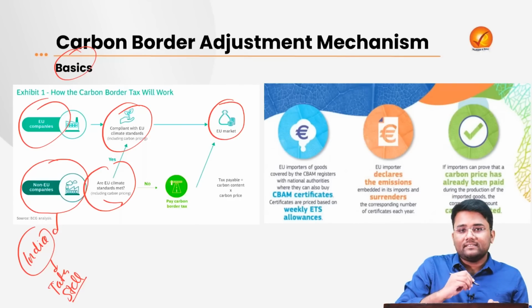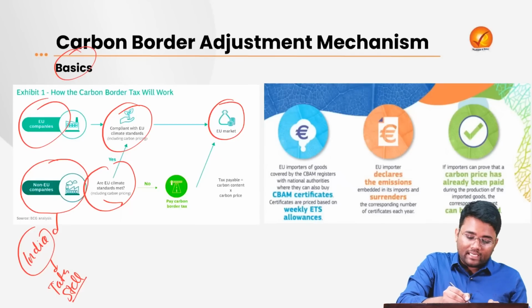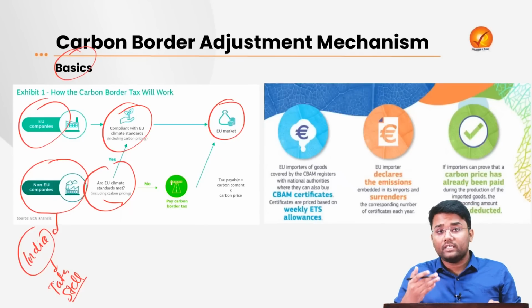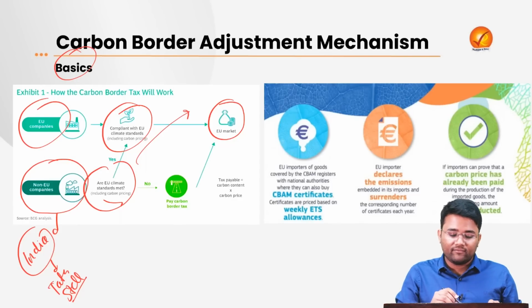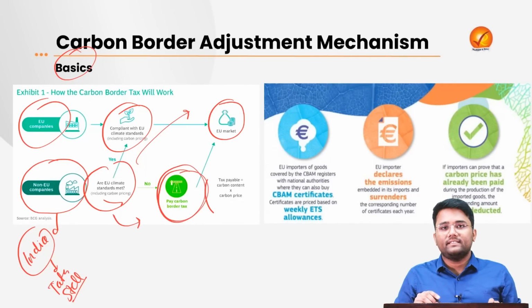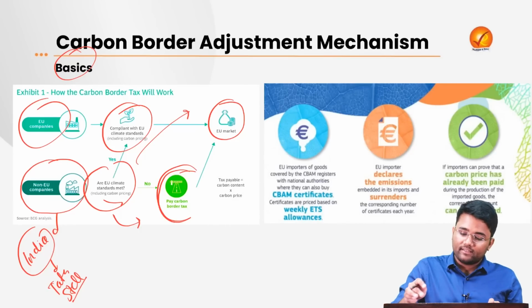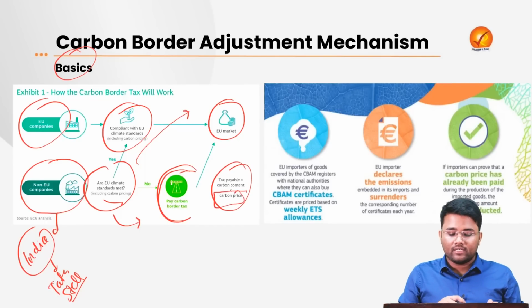If that is yes, they are also following those carbon emission norms, that they are compliant with the EU climate standards, then they can sell their produce in the EU market. If that is not the case, they will have to pay the carbon border tax. This can be calculated by multiplying the carbon content into the carbon prices. Now, how is this carbon price being calculated?